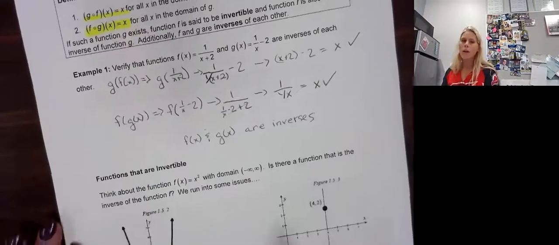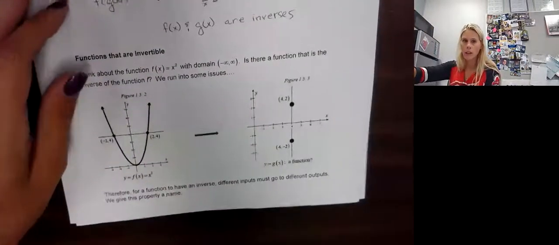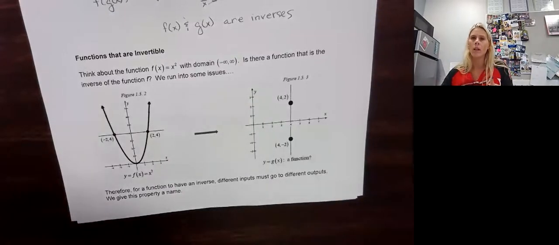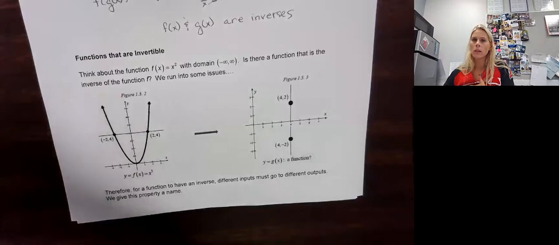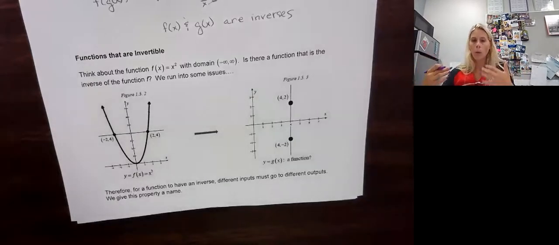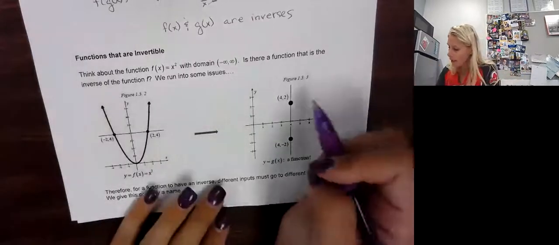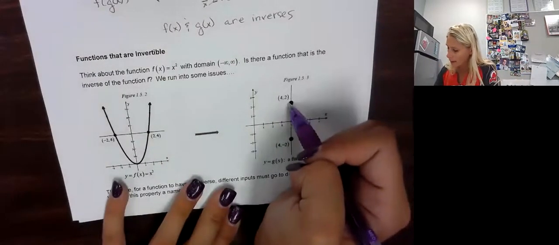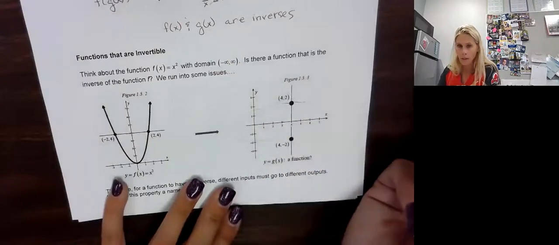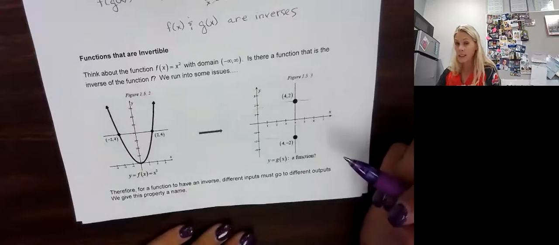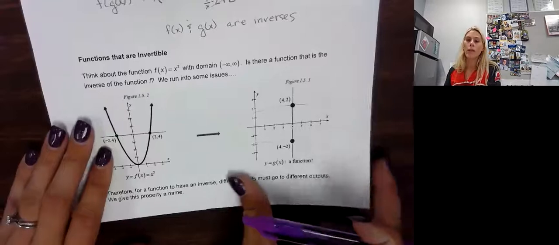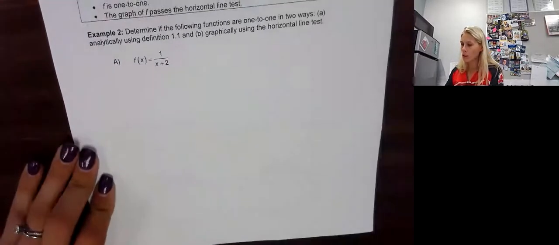Okay, so they're invertible. Think about the function x squared. X squared has the domain of negative infinity to infinity. So is there a function that is the inverse of the function f? Well, we've run into an issue here, right? Because when we do the inverse, what happens is that we no longer have a function, right? Because a vertical line test does not work. So we have to keep in mind, if we want to test it, we might have to restrict the domain.